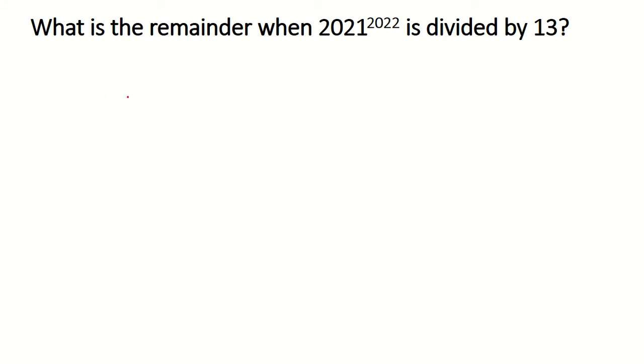So say for example, we have 2021 raised to the power of 2022 divided by 13. We have to note that 2021, when we divide it by 13, how do we do that? 2021 divided by 13. Then the quotient, of course, has decimal points. So you subtract the whole number, and the remainder is the part after the decimal point. Multiply it by 13 and the answer is 6.